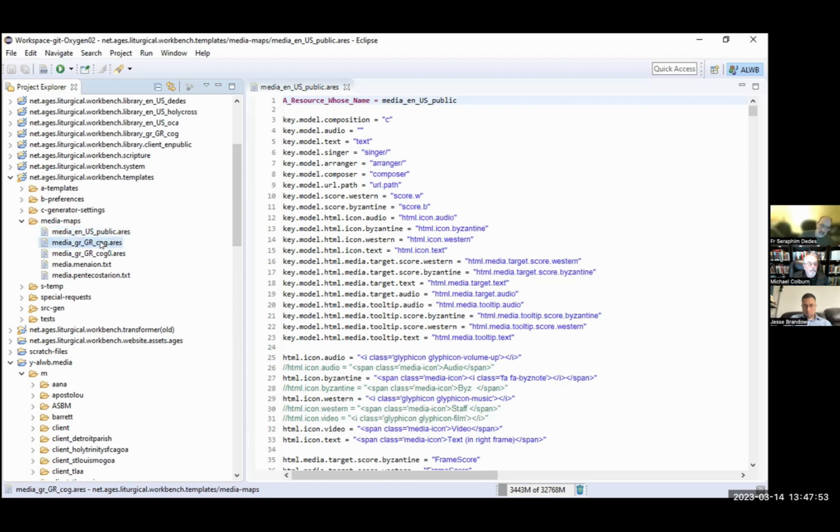And each language, if you're going to have three columns, and one column is Greek, then you have the Greek media map. And then you have language 2. If that's for us, it's public. And then if there's a language 3, it would have to have its own media map named correctly.